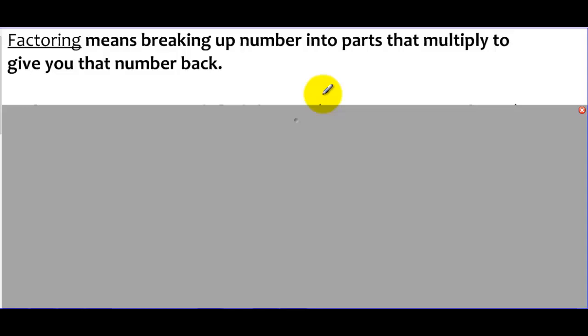Okay, so we're going to look at some examples of factoring polynomials now. So we first need to know what factoring means. Okay, so here's what factoring means. It means to break up a number into parts that multiply to give you back that number.